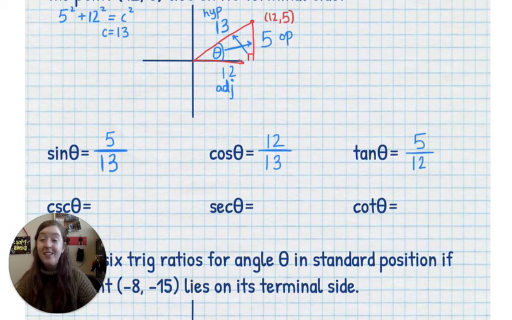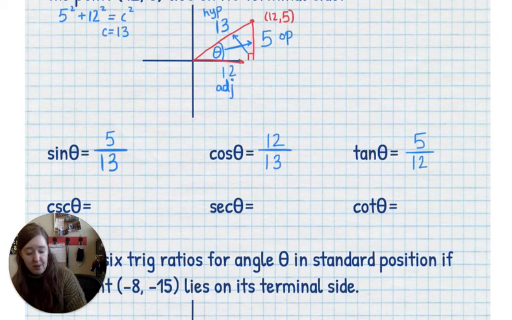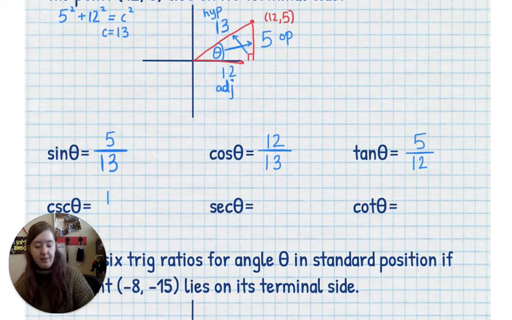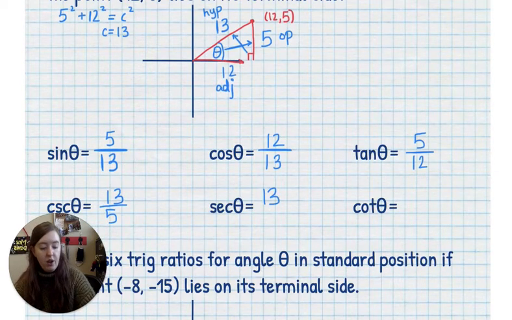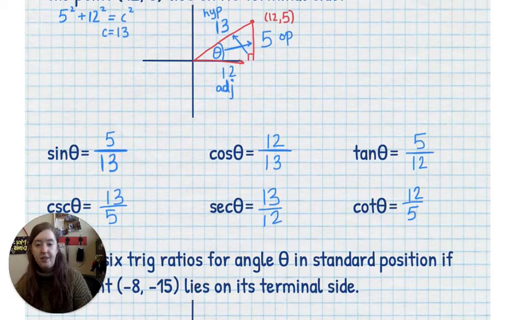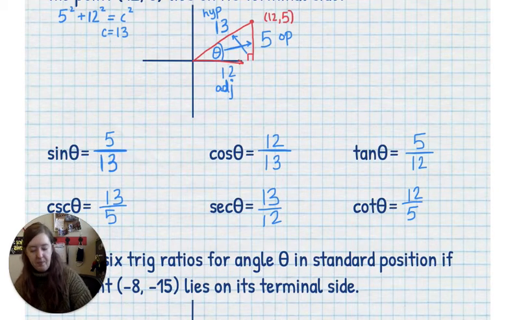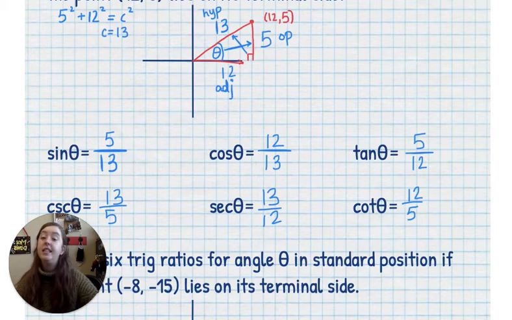The next 3 are the easiest because cosecant is the reciprocal of sine, so just flip it over and get 13/5. Secant is the reciprocal of cosine, so we'll flip it over and get 13/12. Cotangent is the reciprocal of tangent, so we'll flip it over and get 12/5. Good deal. Now let's look at one that's a little bit different.